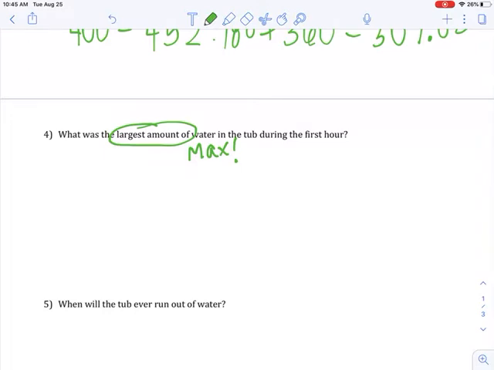Okay. So the first thing that I want you to do is set up the equation that we need to find the maximum of, and then stop. Set up the equation we need to find the maximum of.